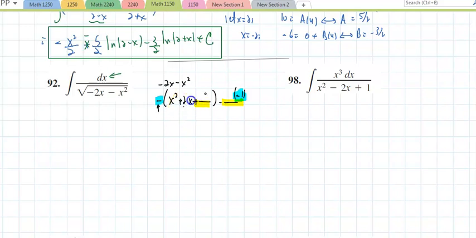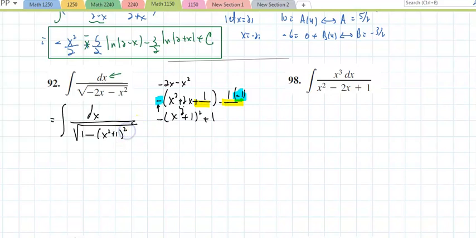Take half of the middle number, which is 1, and square it, that's a 1. So this pretty much reads negative (x plus 1) squared, and a plus 1. So this is the integral of dx over the square root of 1 minus (x plus 1) squared.